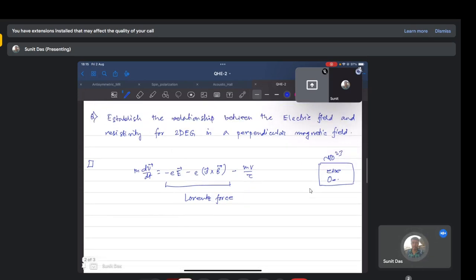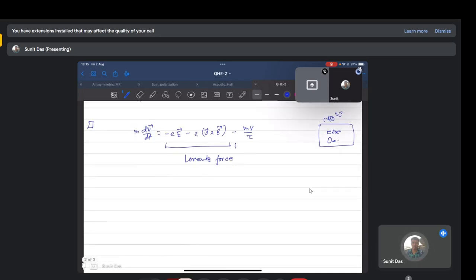And we phenomenologically introduce a new term, mv by tau, which is kind of damping. It is technically not damping, but we can think of it as some scattering happening in the system apart from the Lorentz force that acts on the electrons. So that thing is taken care of by this mv by tau. That tau is the scattering time.